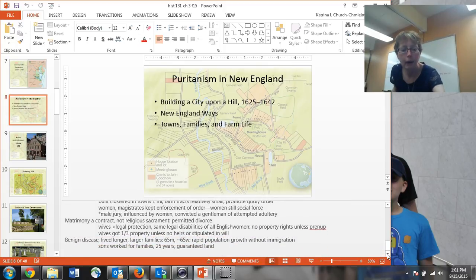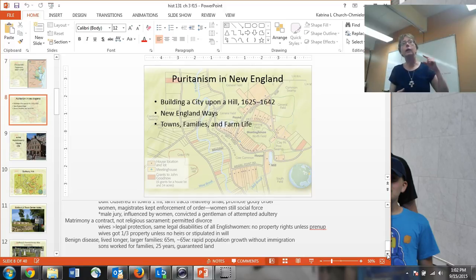And one thing about women even in New England is that matrimony was a contract. It wasn't a religious sacrament, so divorce was permitted. Although there were very few divorces, there were divorces, and the women had a great deal of influence on their husbands, who were the judges and the magistrates, because women couldn't hold those titles. But if someone was treating a woman badly and all the women knew about it, he got his just due. And so women were able to divorce.